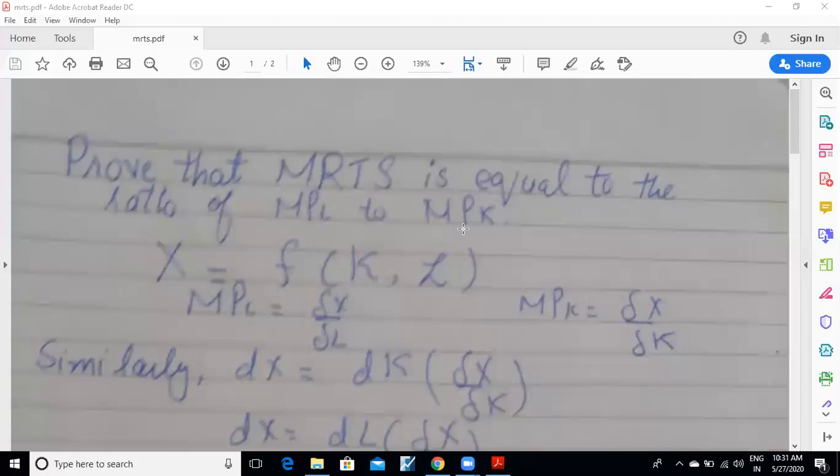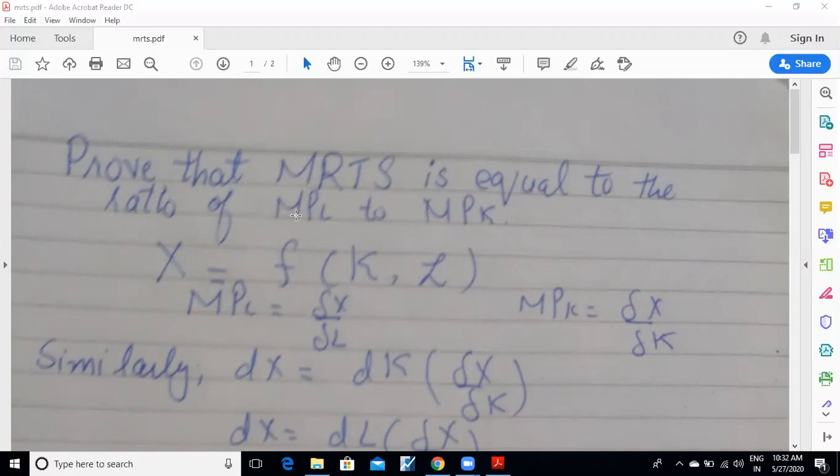Before this, I will explain what MRTS basically is. It can be defined as follows: when you change one input, for example you increase the value of capital, then you have to decrease the value of labor so that the output remains constant, meaning there is no change in output X. So when you increase one input and decrease the other input and the value of output remains constant, that is the marginal rate of technical substitution.